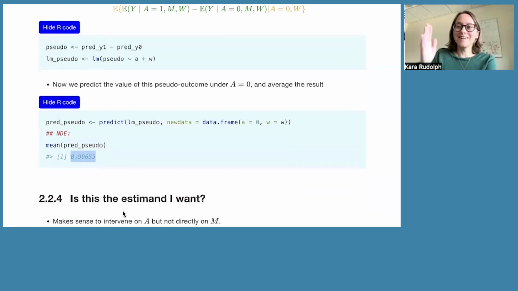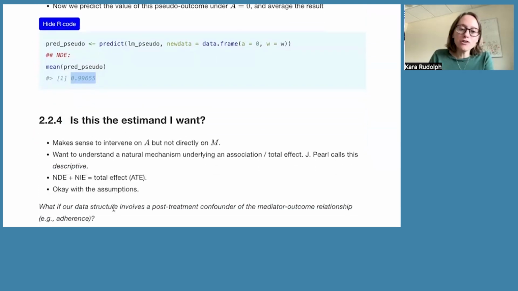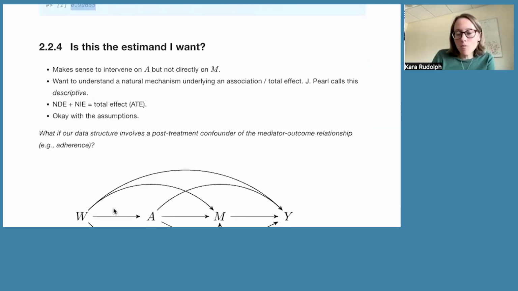So again, this is what natural direct and indirect effects are. How do we estimate them? What's going on behind the scenes? What do we have to assume to estimate natural direct and indirect effects? But we also need to think about whether this is the estimand that I want.